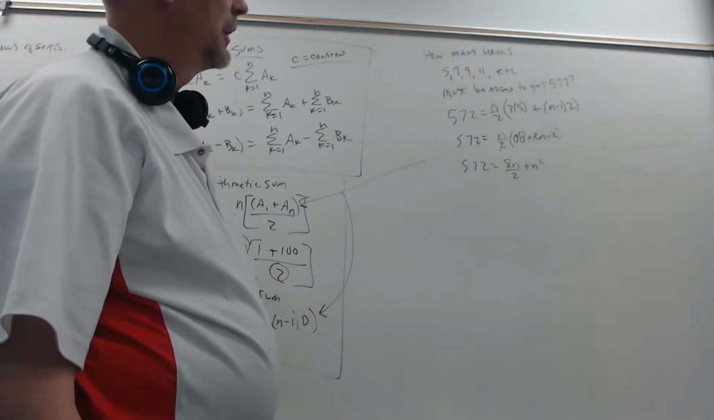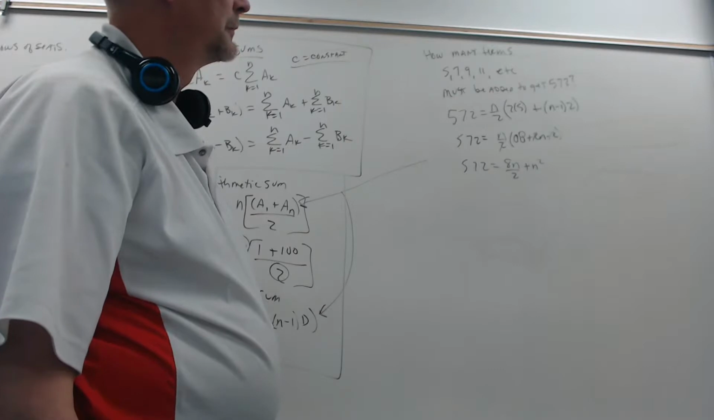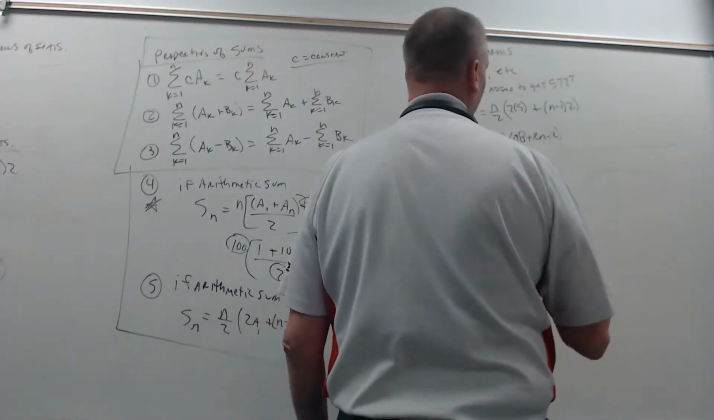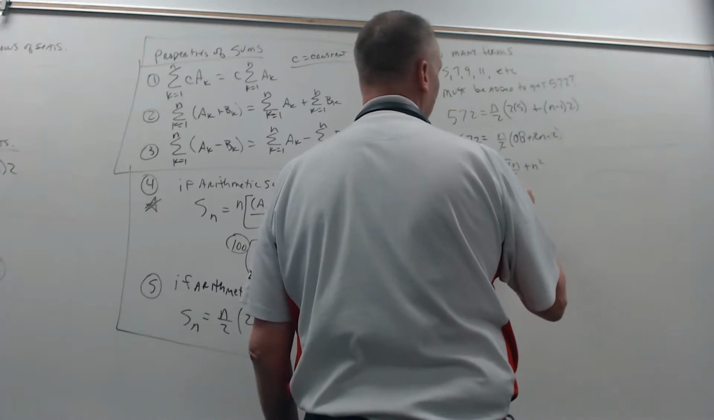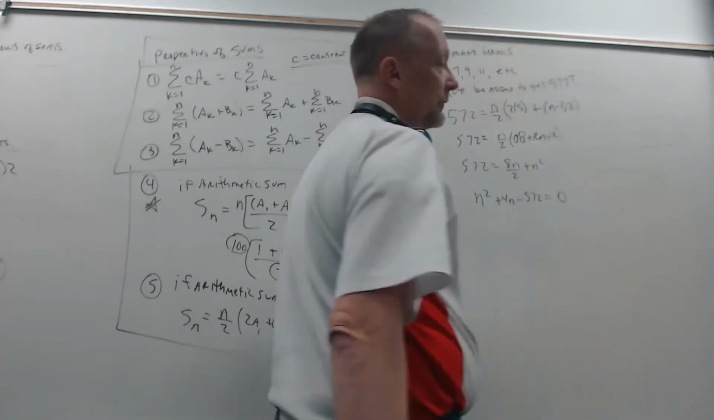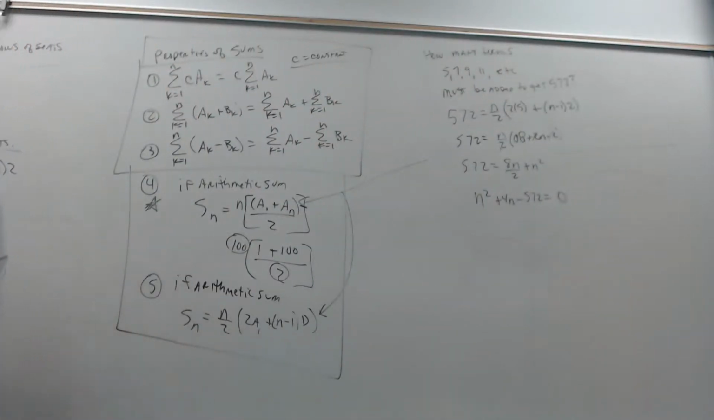Okay. Then what? Then you solve for it. Then you get to factor it. So I could rewrite this as n squared plus 4n minus 572 equals 0. Oh, buddy. I don't really want to list out all the factors of 572. So if you don't want to do that, what would you do?